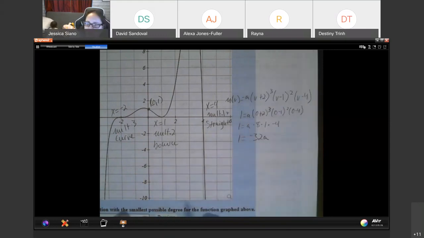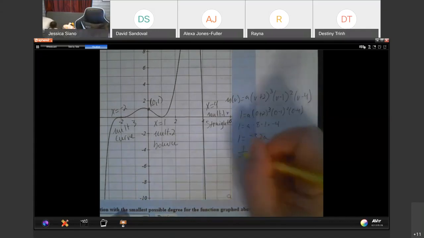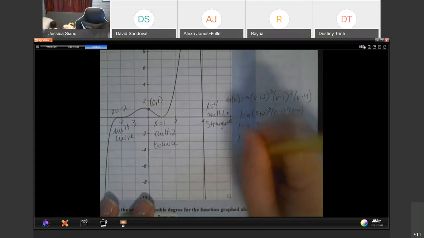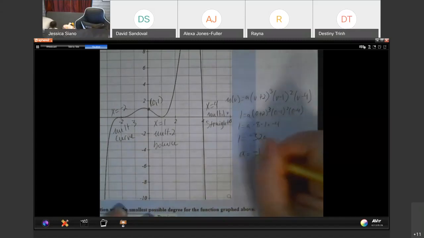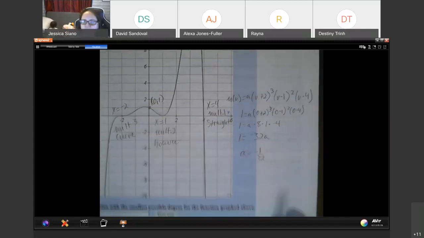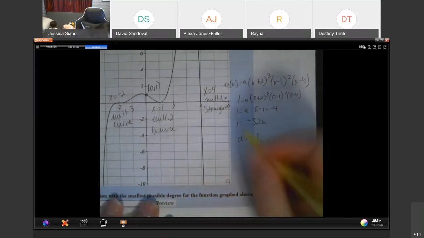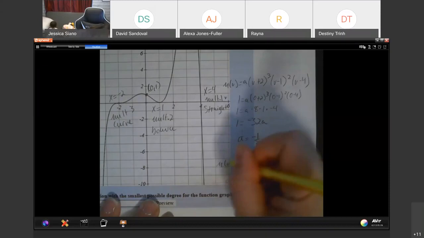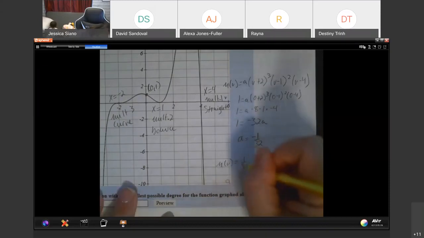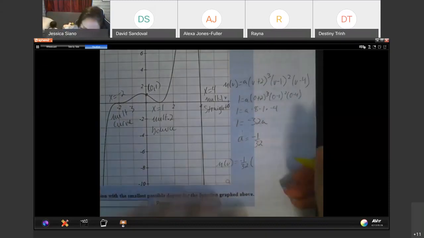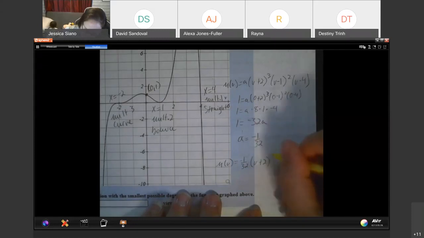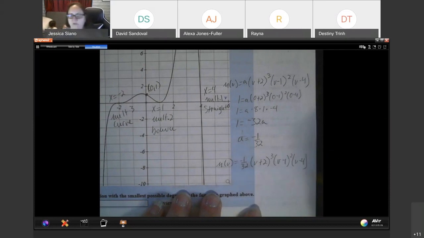So -32a. So then I have a equals -1 over 32. So then my final equation here would be -1 over 32, v plus 2 cubed, v minus 1 squared, v minus 4.